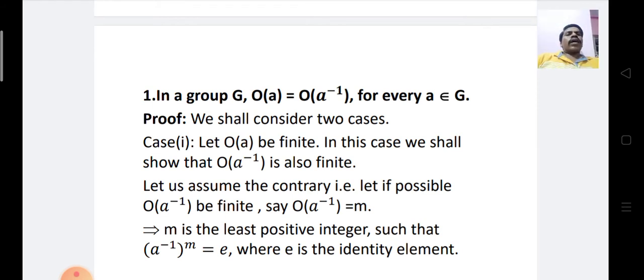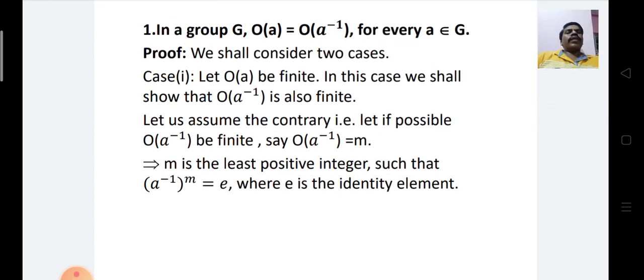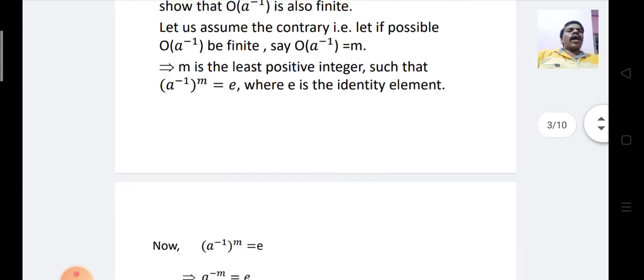Let us assume the contrary, that is, let if possible order of A inverse be infinite. Say order of A inverse is equal to some m, which implies m is the least positive integer such that A inverse to the power m is equal to E, where E is the identity element. Here we apply the definition of order of an element. If m is the order of A inverse, then A inverse to the power m is equal to E.